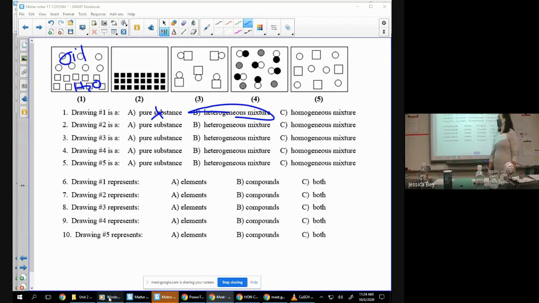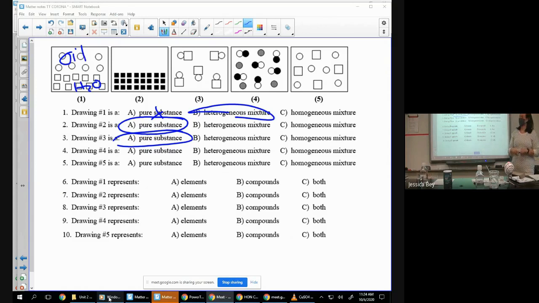Drawing number 2, is it a pure substance or a mixture? Number 2 is a pure substance. There's only one type of matter. If you reach in, every single thing you pull out is exactly the same. You know that that is a pure substance. Number 3, is that a pure substance or a mixture? That is a, very good, pure substance. And drawing number 4, is that a pure substance?